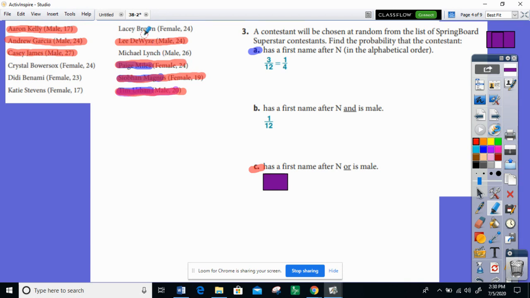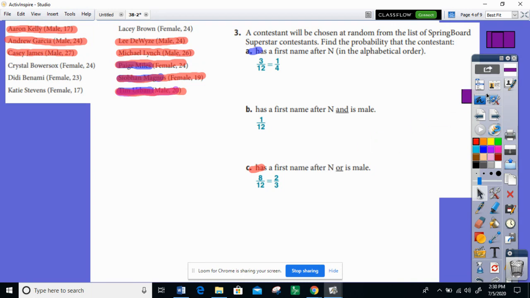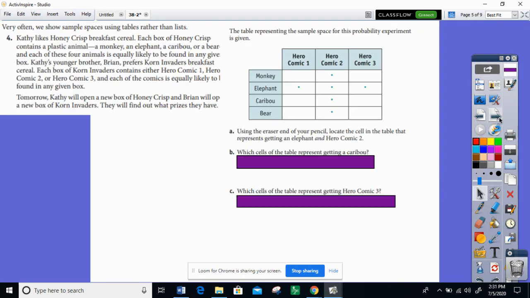So if we count up how many people we highlighted, Michael gets included too. How many people did we highlight? 1, 2, 3, 4, 5, 6, 7, 8. So that gives us a probability of 8 out of 12, which reduces to 2/3.